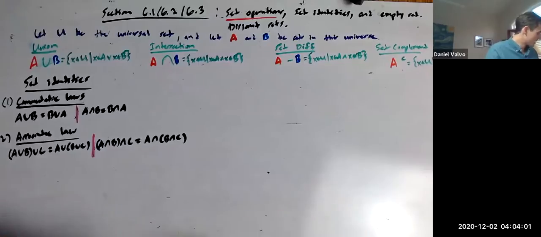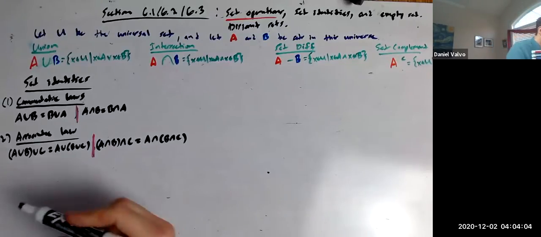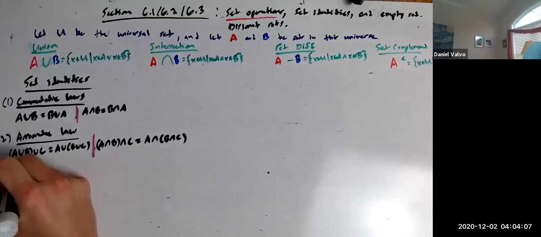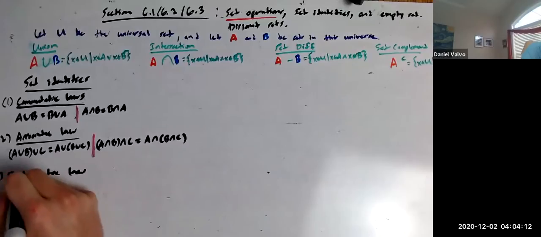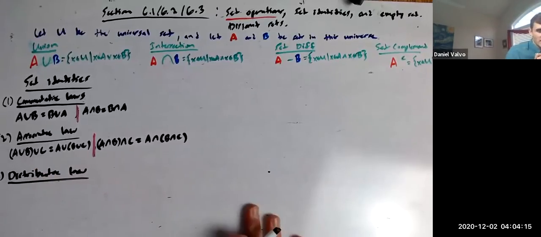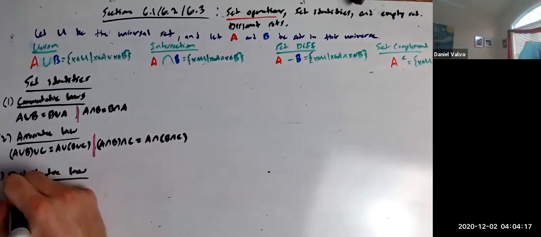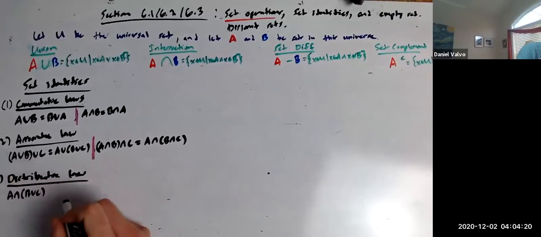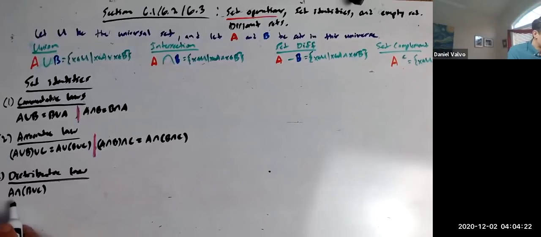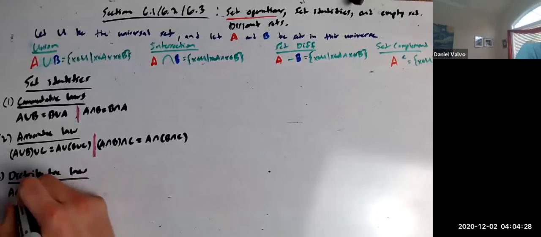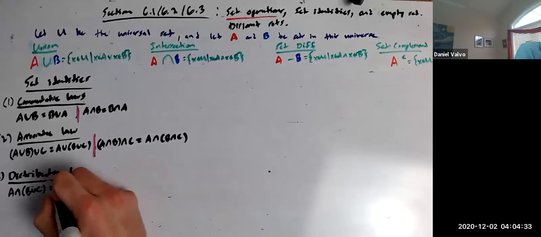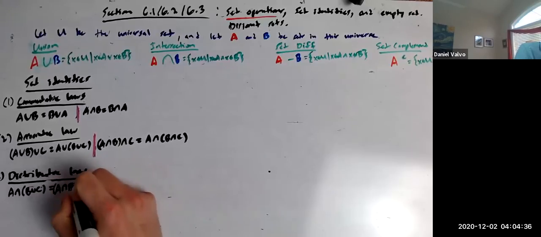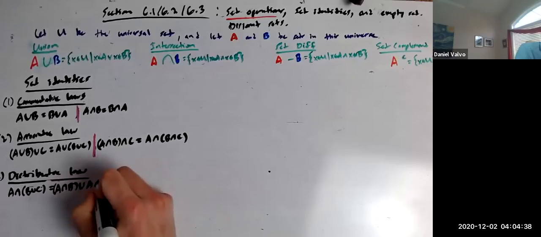Here's where it starts to get interesting. Three is the distributive law. What the distributive law says is that A intersect (B union C), so now we're mixing operations. Here we're all unions, all intersections. Here we're mixing them up. So A intersect (B union C) is going to equal the set (A intersect B) union (A intersect C).